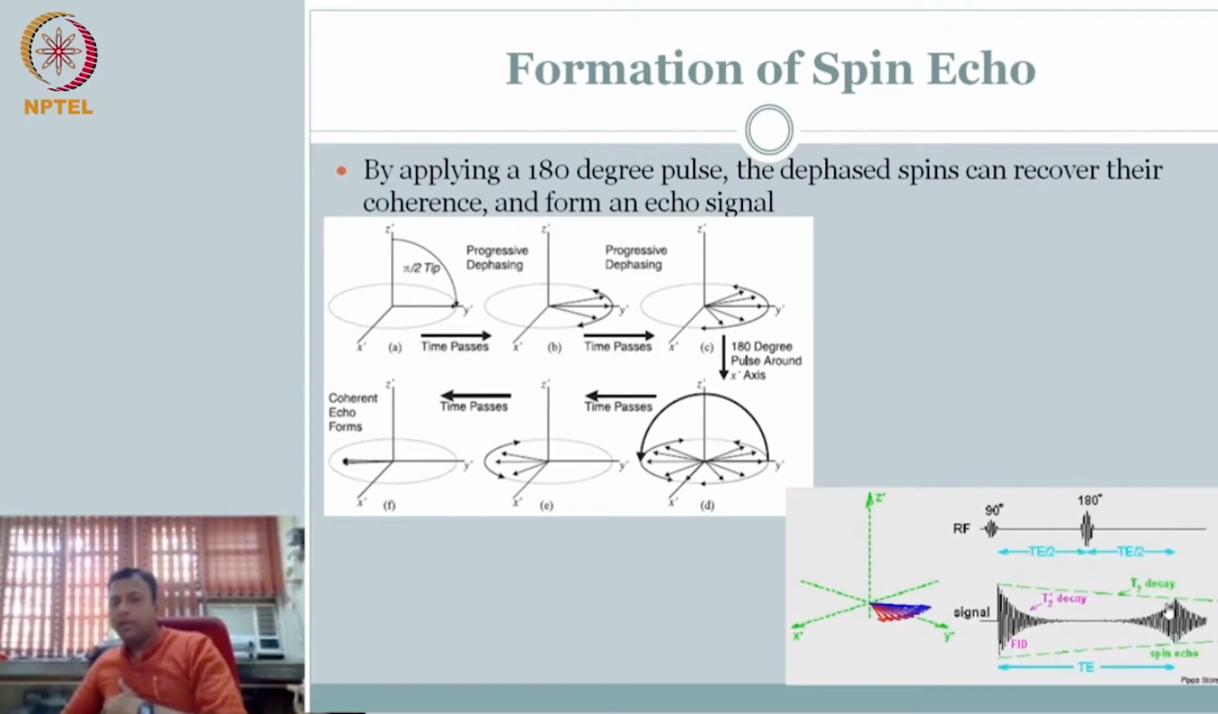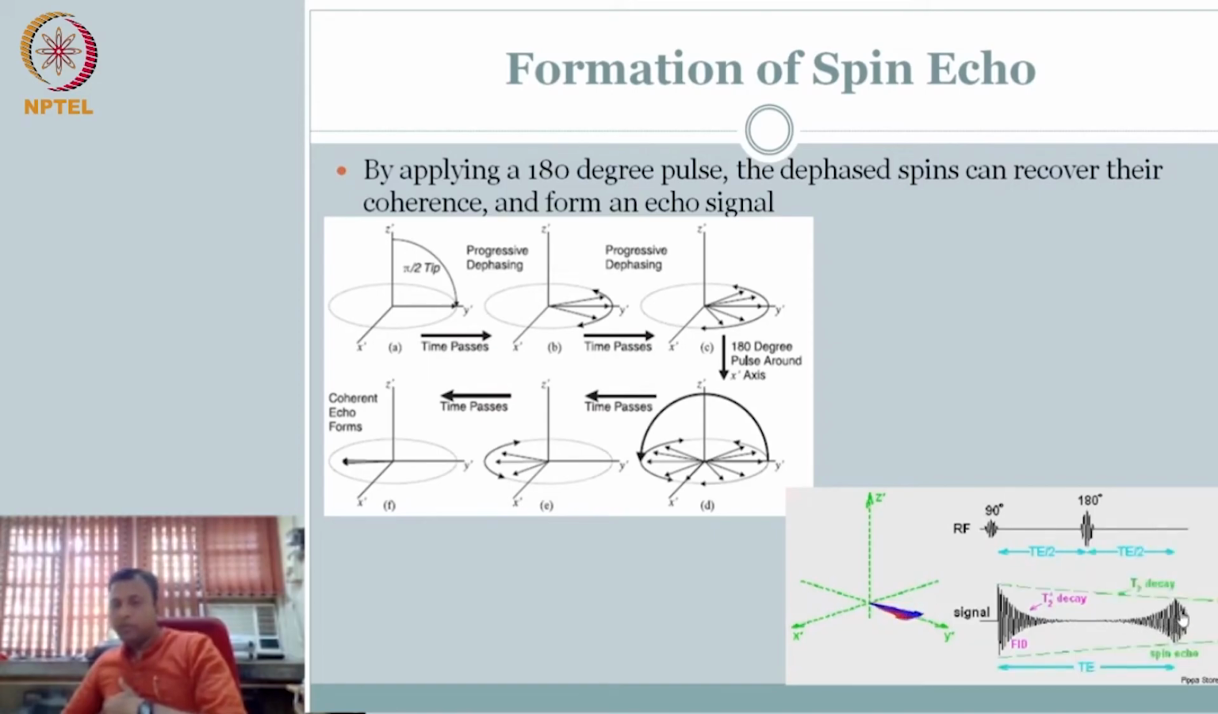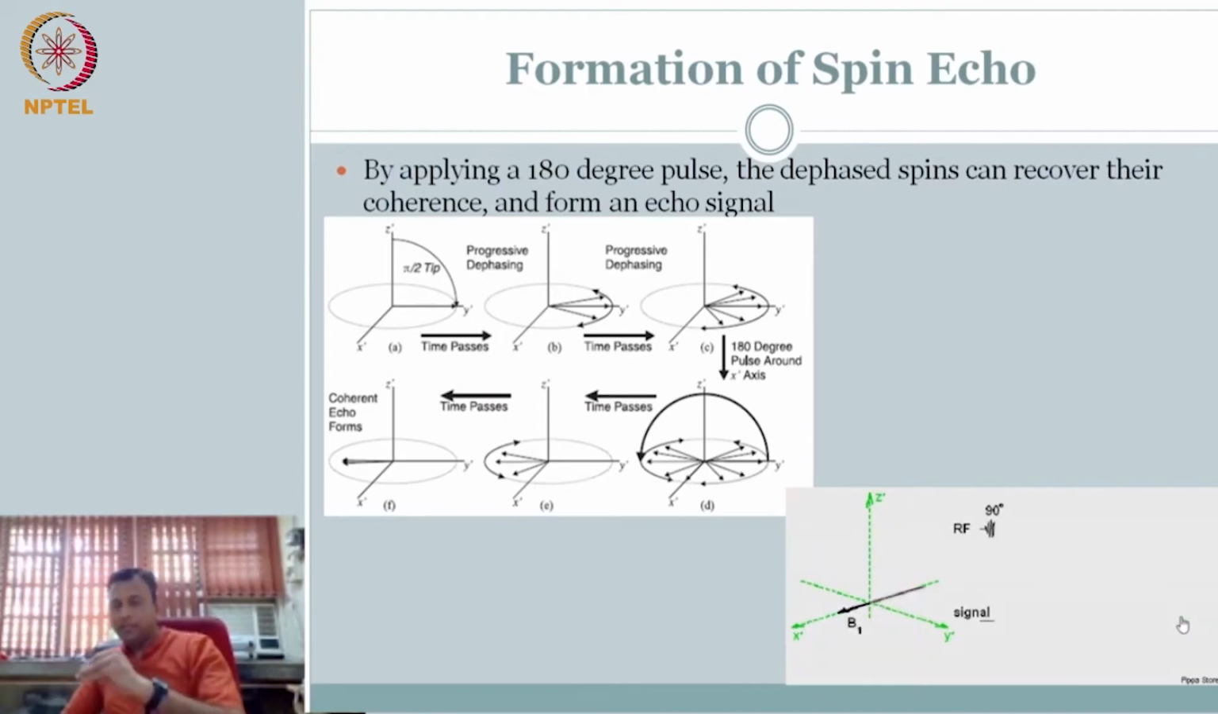The signal starts to build again after your 180-degree excitation. The 90-degree signal starts to decay. I apply the 180-degree pulse, and after some time it starts to form back. So my signal starts to come in. The signal builds in, so it goes up again. Nature has it that it will start to dephase again because you switched off the excitation pulse.